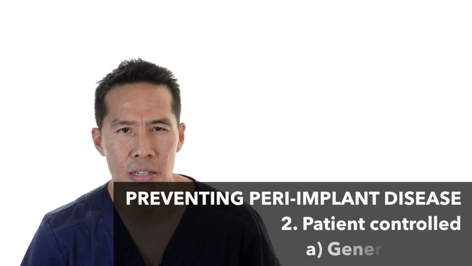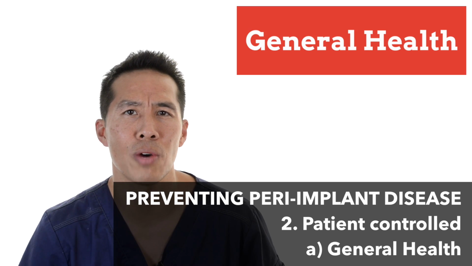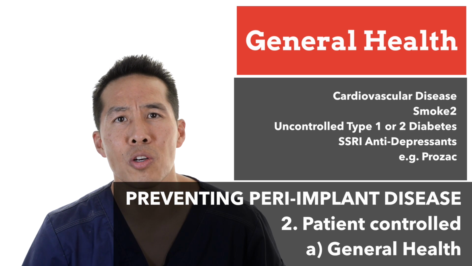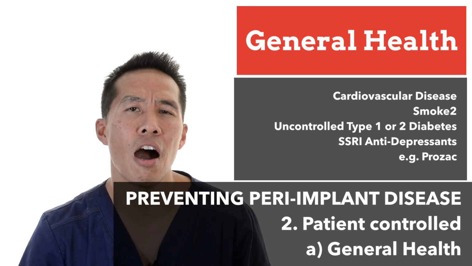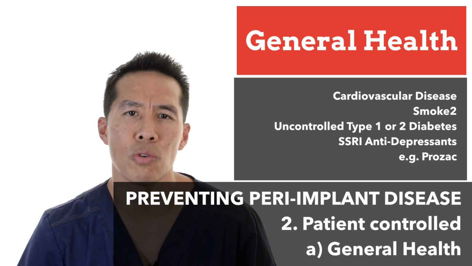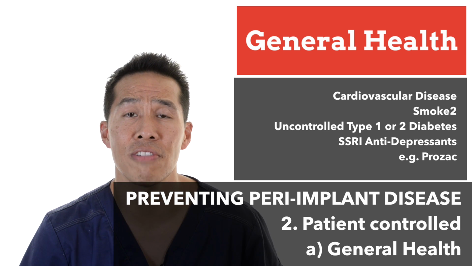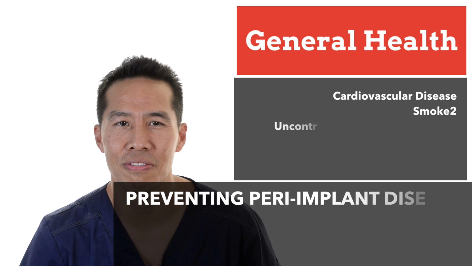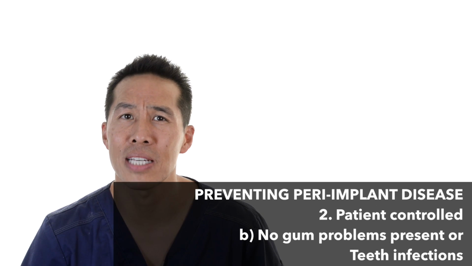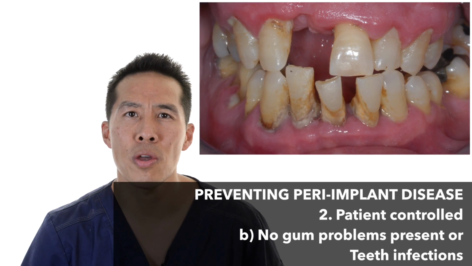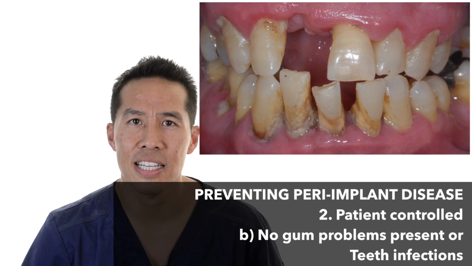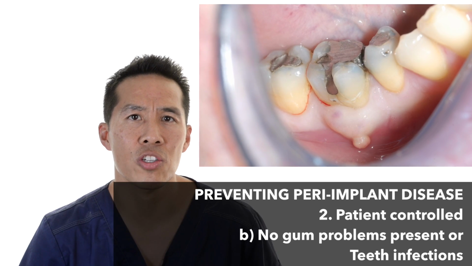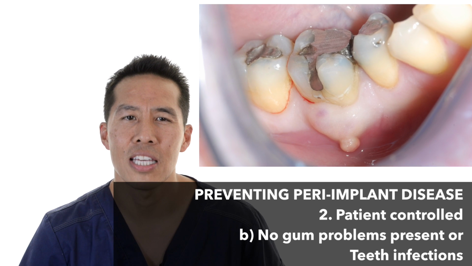When it comes to patient factors, I suppose the most important thing is general health. Patients with cardiovascular problems, patients that of course smoke or have diabetes have a much higher risk of failure because of their general health. We also can see patients on antidepressant drugs also have a higher rate of failure. The other thing is that the mouth must be clean. We must see no periodontal or gum disease around adjacent teeth or anywhere in the mouth, and naturally we also can't see any sort of infections around teeth that are next to the implant.